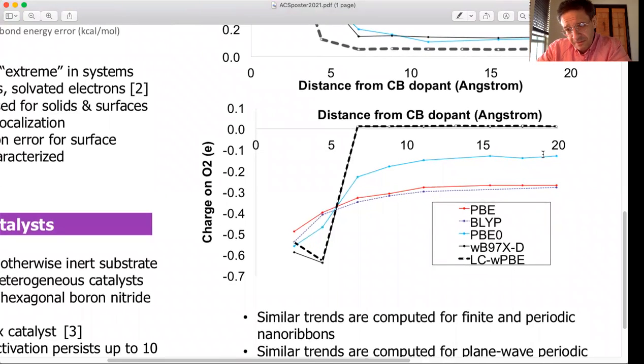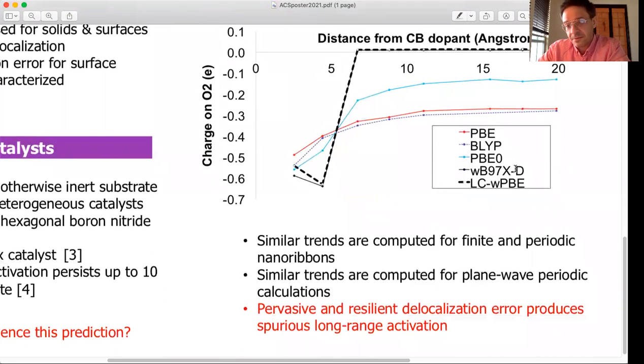Did some validation test studies. Similar trends happen if we have a periodic system versus a finite system. Similar trends happen if we have plane wave periodic calculations. This isn't easy to fix. This is pervasive and resilient, a phrase that shows up a lot in the DFT literature. This pervasive and resilient delocalization error produces in the system spurious long-range activation.